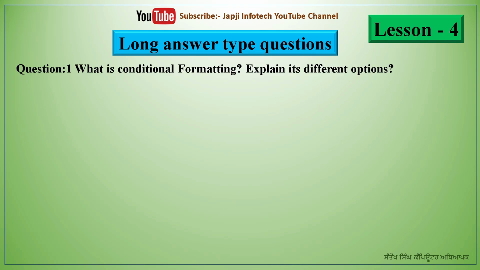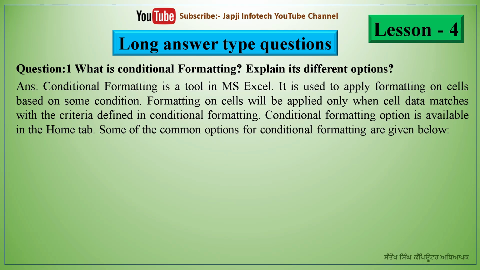So our first question is, what is conditional formatting? Explain its different options. So conditional formatting is a tool in MS Excel. It is used to apply formatting on a cell based on some condition. Formatting on a cell will be applied only when cell data matches the criteria defined in conditional formatting. Conditional formatting option is available in the Home tab. Some of the common options for conditional formatting are given below.